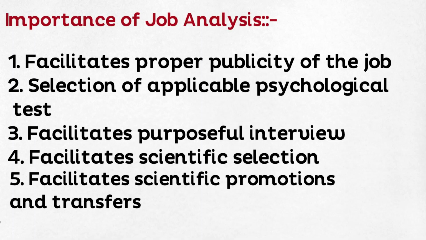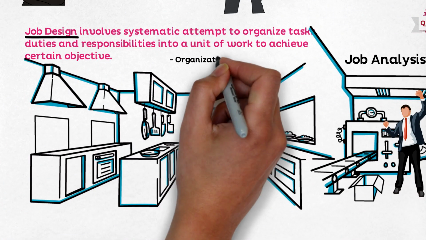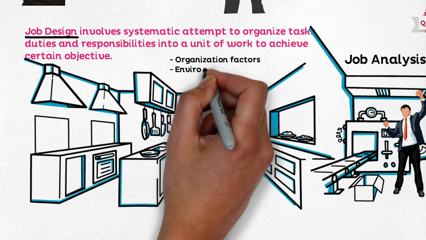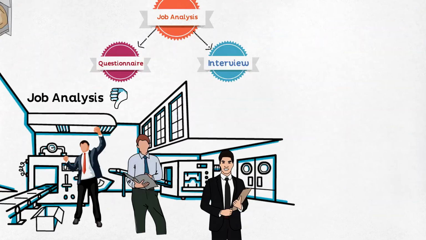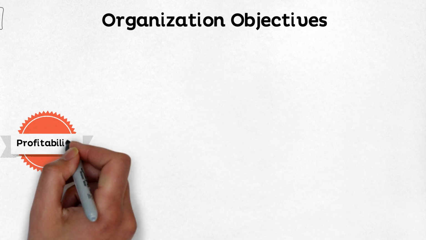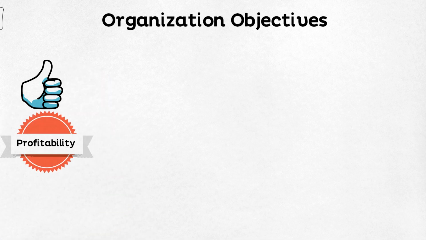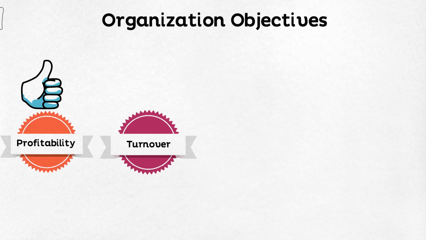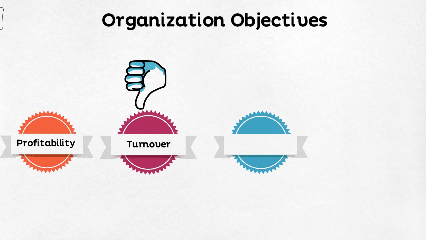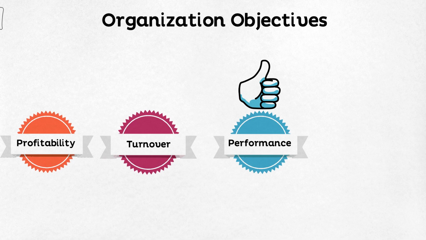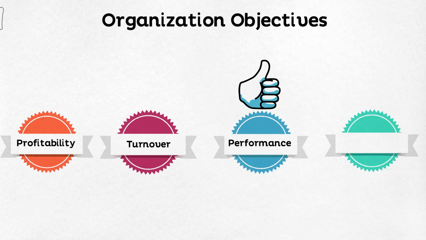Now let's revisit job design. The factors that affect job design are organizational factors, environmental factors, and behavioral factors. The primary objectives of the organization are, number 1, to increase profitability. Number 2, reduce absenteeism and turnover. Remember, there's a direct correlation between profitability and turnover. We will look at this in another video. Number 3, increase performance. The better the employee performance, the more profitable the company. And lastly, greater job satisfaction. The employees will perform well if they're satisfied with the job.